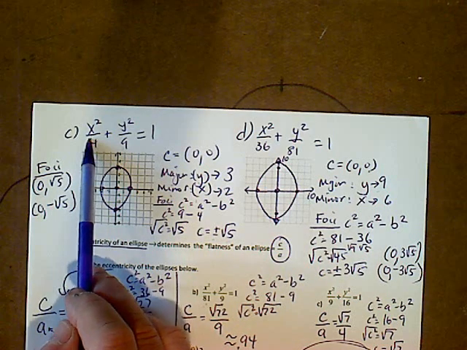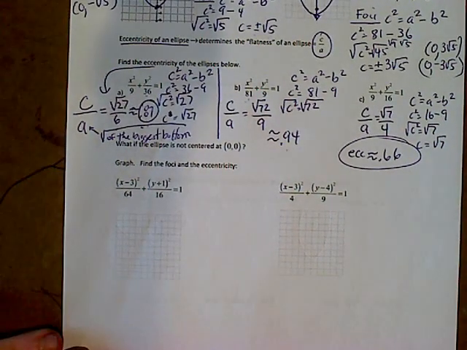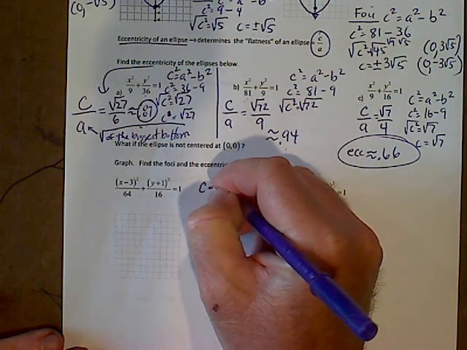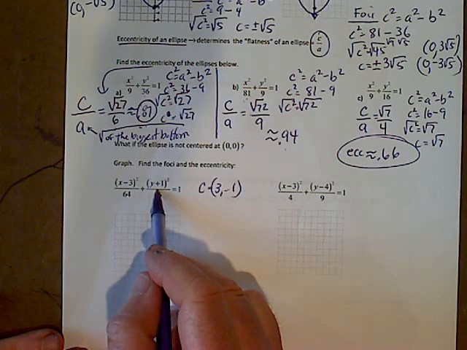Remember the ones that we were doing before looked like this. Nothing with x, nothing with y. Well, now you have something with x, something with y. But that's just as easy as what we did with circles. The center here is going to be 3, negative 1. Okay, opposite of what's with x, opposite of what's with y.